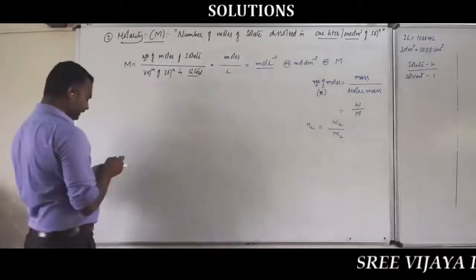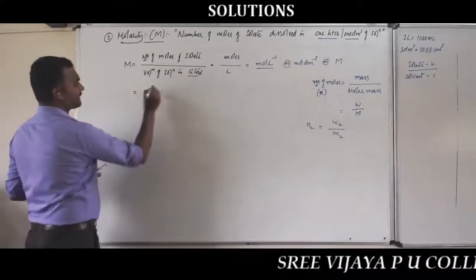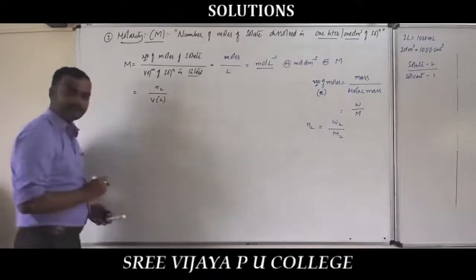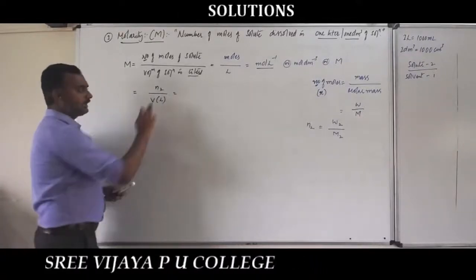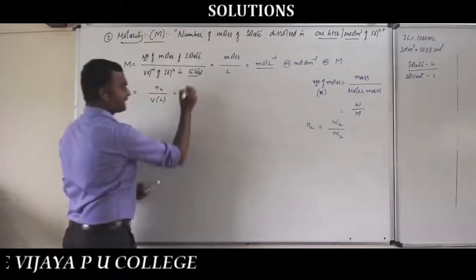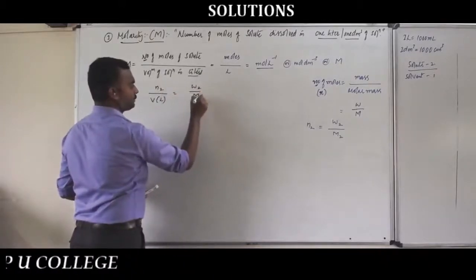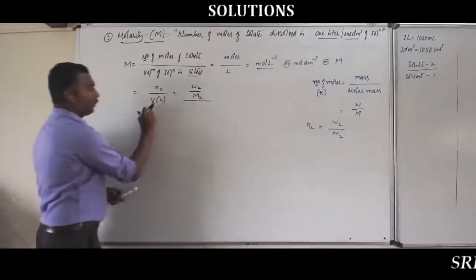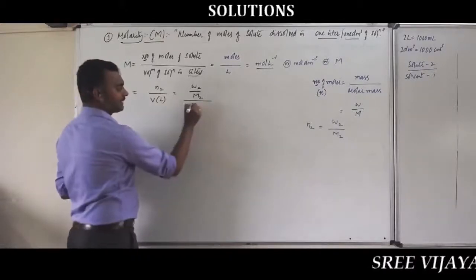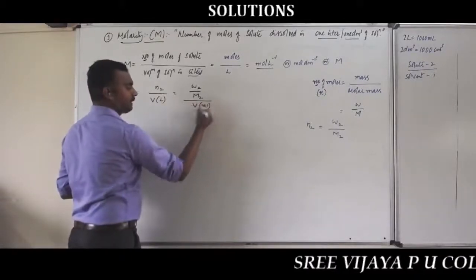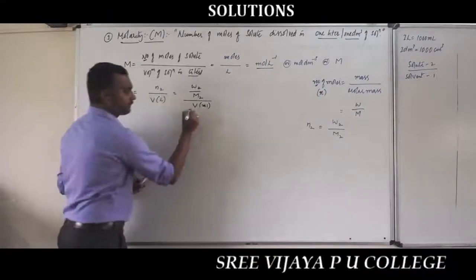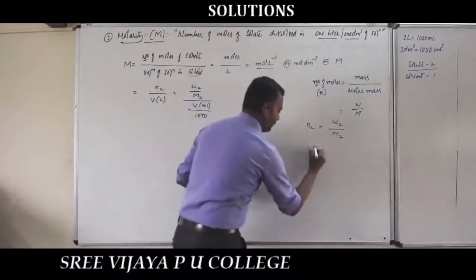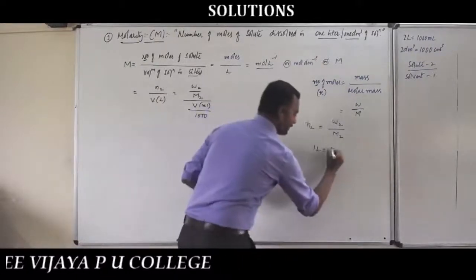So I will substitute. Molarity is equal to N2 divided by volume of solution V in liters. I substitute for N2: N2 is the number of moles of solute, that is W2 divided by M2, mass of solute divided by molar mass of solute, whole divided by volume in liters. To express the volume in ml, I convert liters to ml by dividing by 1000. If this is confusing, look at this: 1 liter is equal to how much?